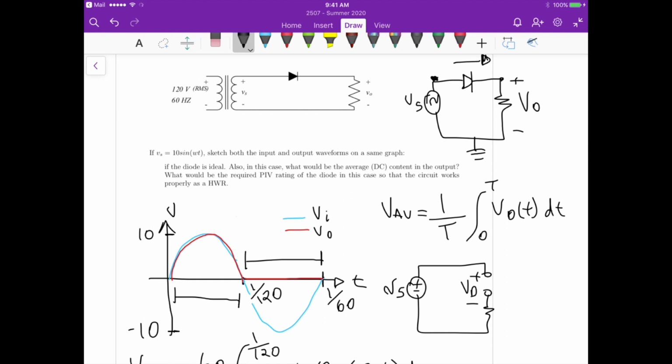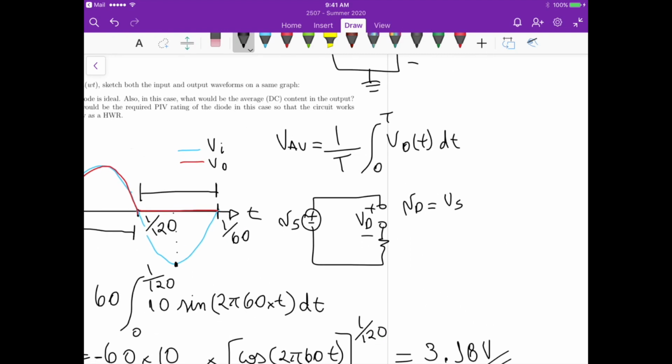If you look at the maximum voltage of VD, in this case VD would be equal to Vs. So the peak inverse voltage would occur exactly at this point, which is minus 10. So we say that the peak inverse voltage in this case is 10 volts. That's the peak inverse voltage that the diode is required to support in this particular circuit. Okay, so that's it.